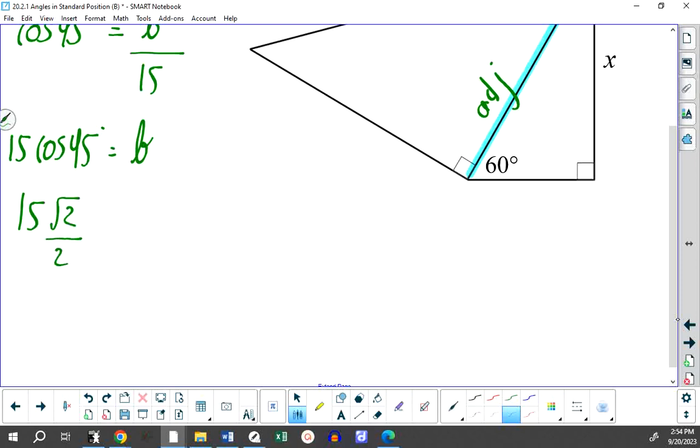This is math 20. This is not math 20-3. It's not even math 10c. We have to carry that expression, 15 root 2 over 2, in the next step.